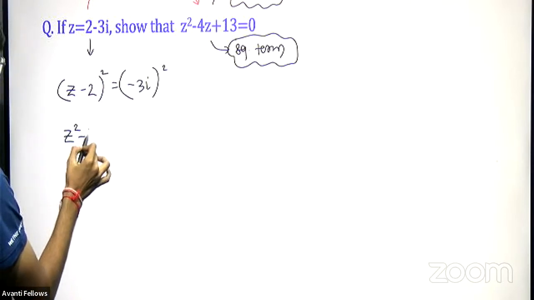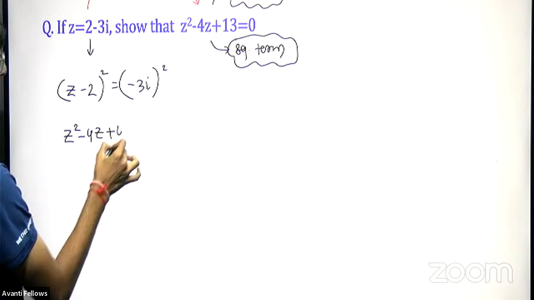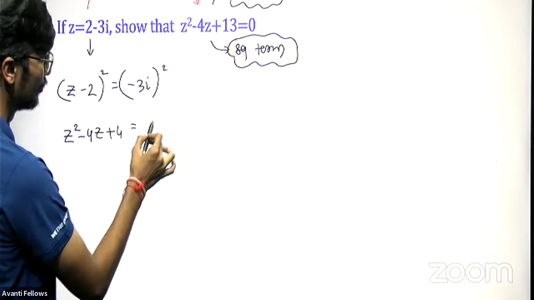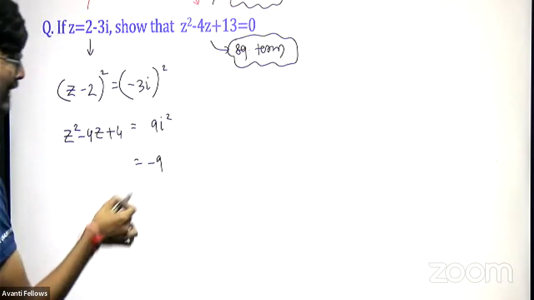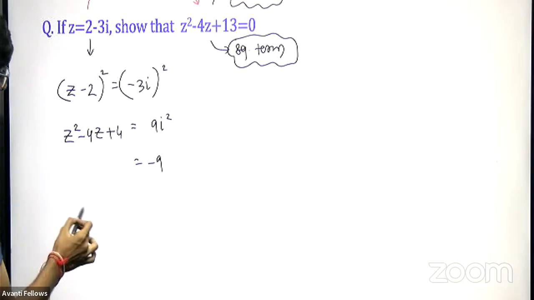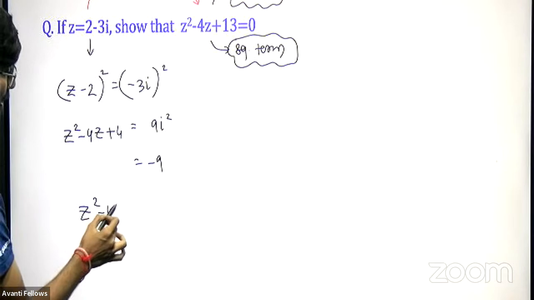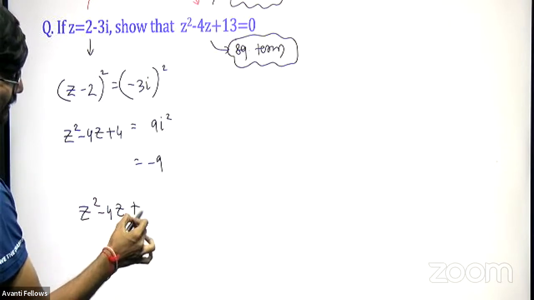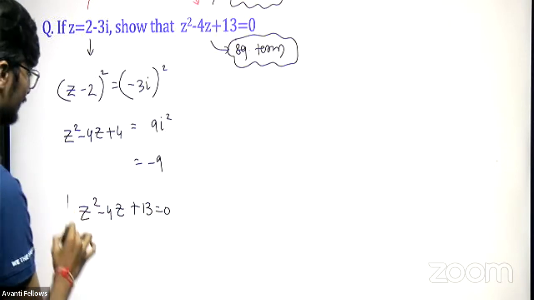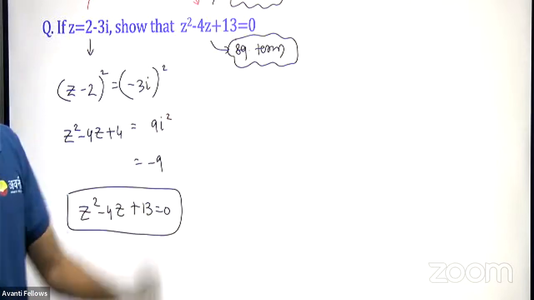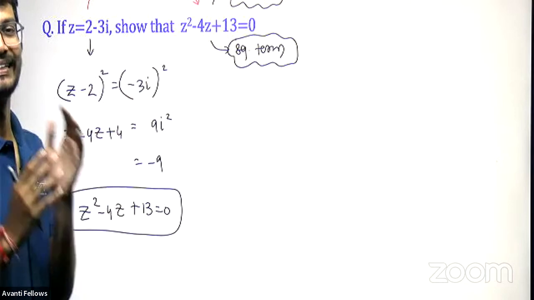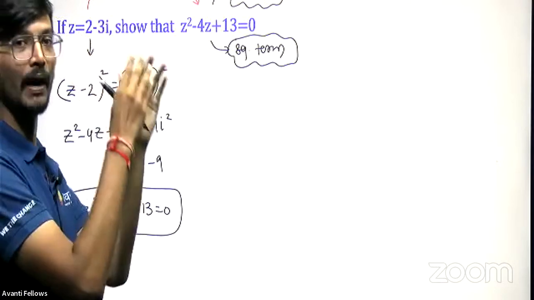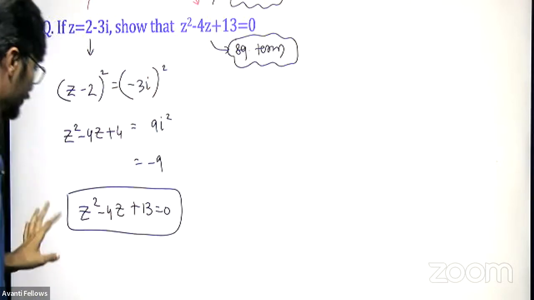This will be z square minus 4z plus 4 equals 9i square. What is i square? It is minus 1. If I take it to the left hand side, I'll get z square minus 4z plus 13 equals 0, which is the required result. Mainly they don't ask beyond the square term; basically they ask up to z raised to the power 4. I hope you got it. Let's move on to the next question.